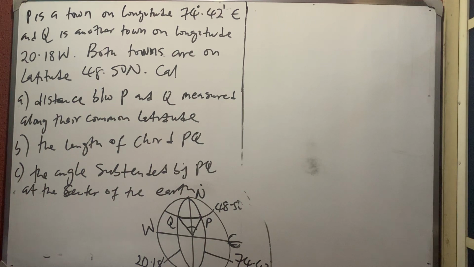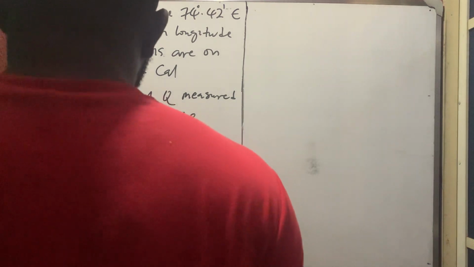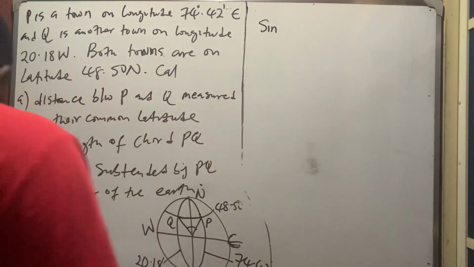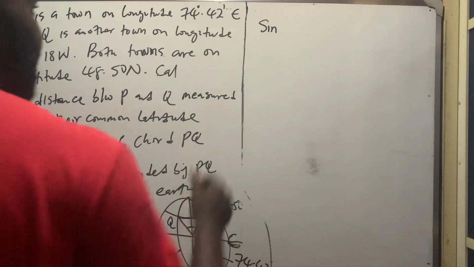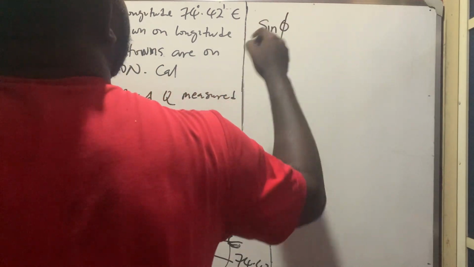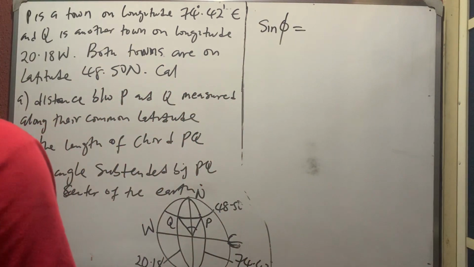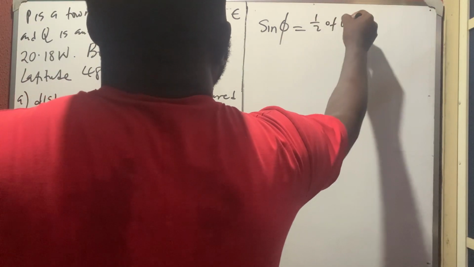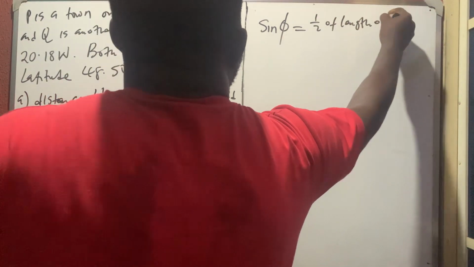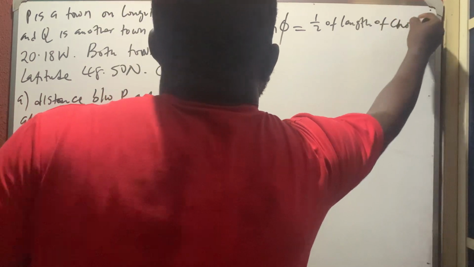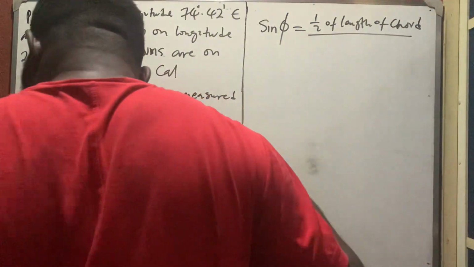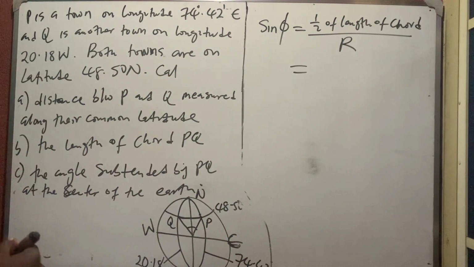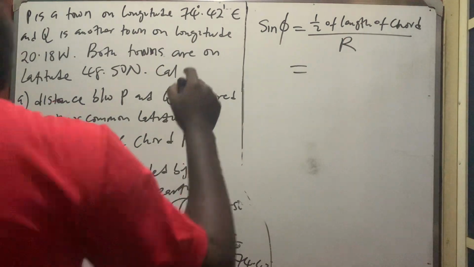All right. So to get the angle subtended, we are going to use the formula: let me call that angle phi. Sine phi is equal to what? Half of the length of the chord, divided by your big R. Very simple. Half the length of the chord divided by your big R.